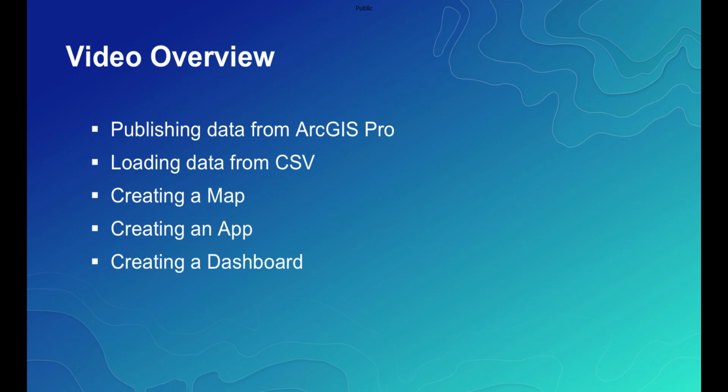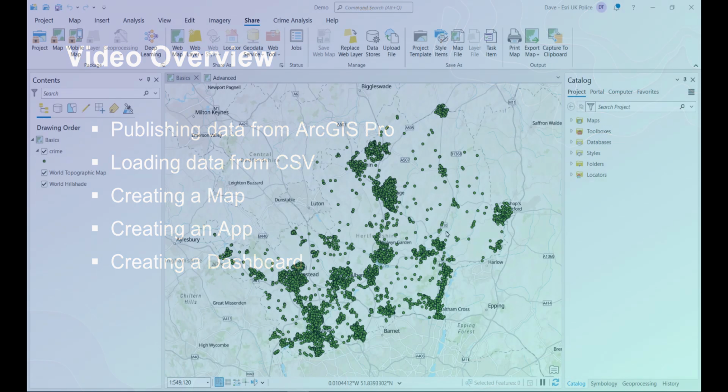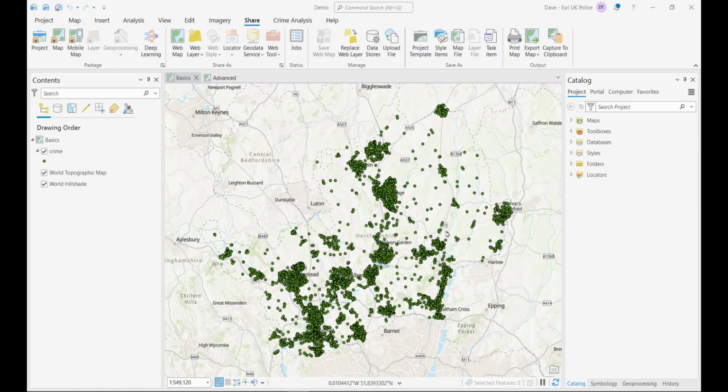We're then going to use that data to create a map and look through some of the symbology options. And we'll finish off by looking at how that map can be shared through either a web application or a dashboard. So let's get started with the publishing from Pro experience.